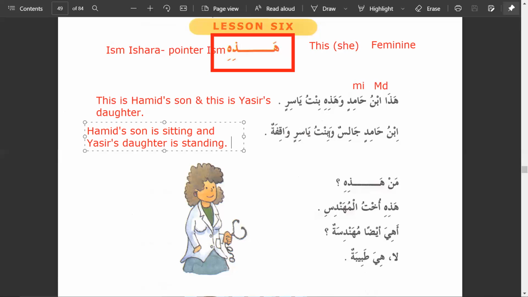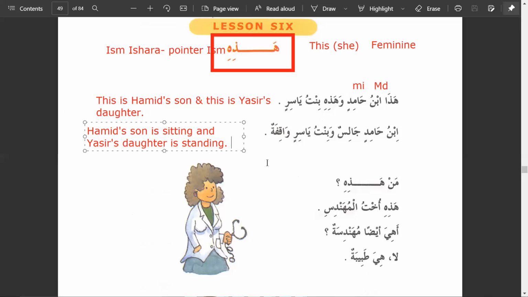So Waqifatun, look, Bintu, daughter, Bintu Yasirin. The khabar, the information that is coming, is also coming with this. Over here, it could have been Jalisun and Waqifun, standing. But because the information was about the daughter, which is a feminine ism, that's why this ta marbuta came.